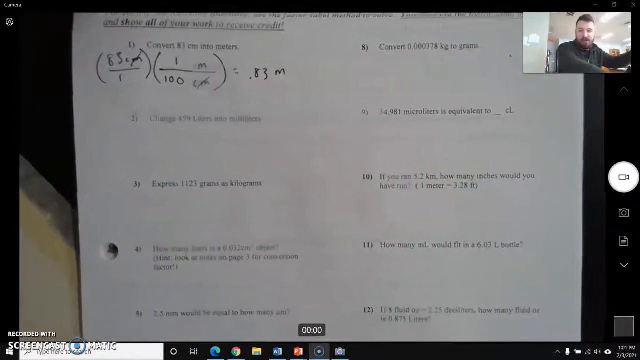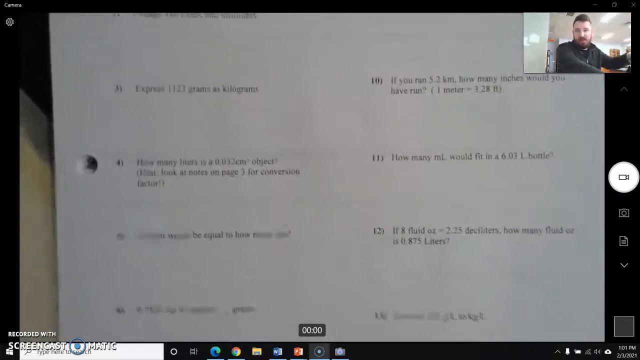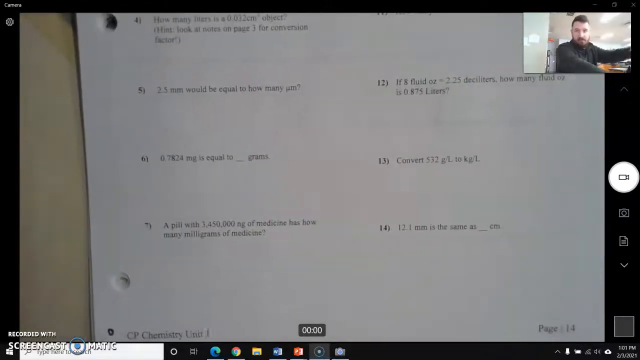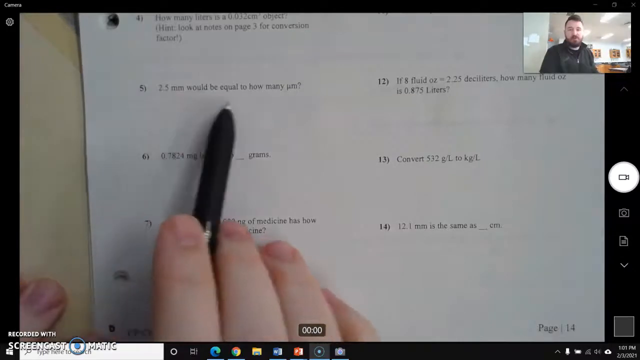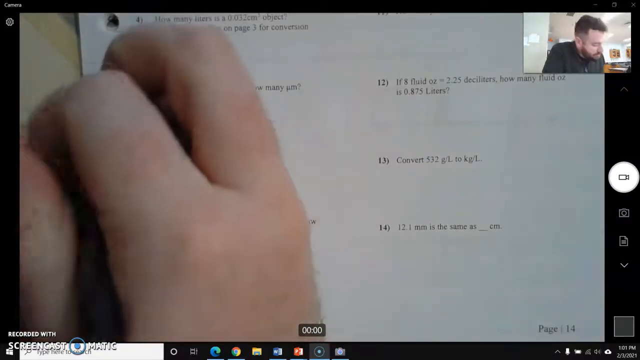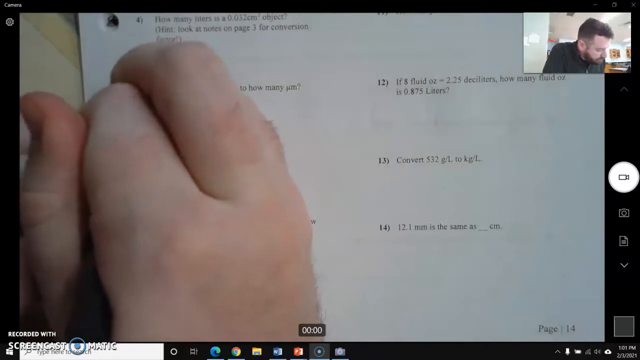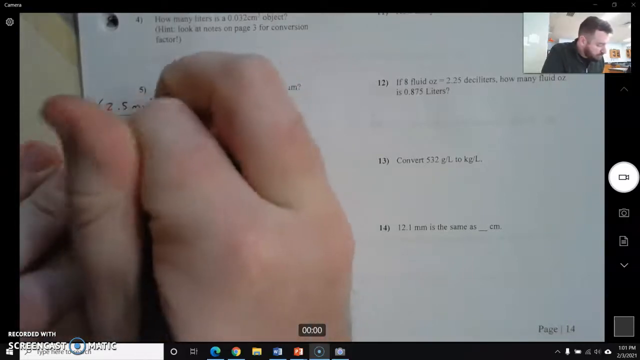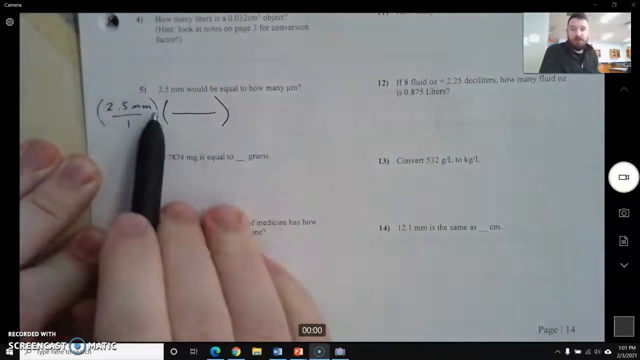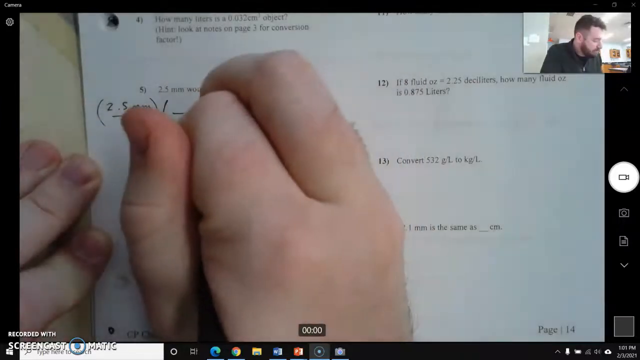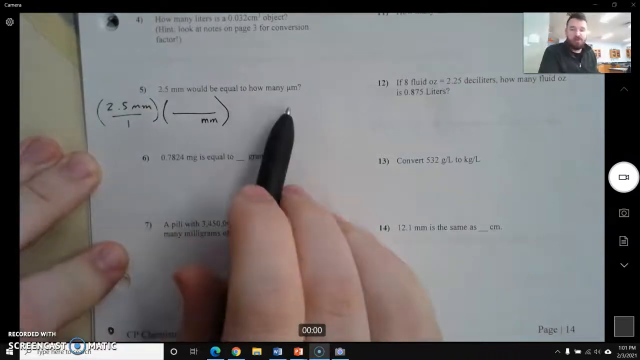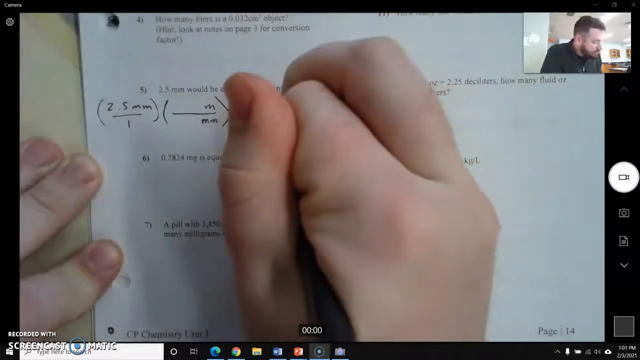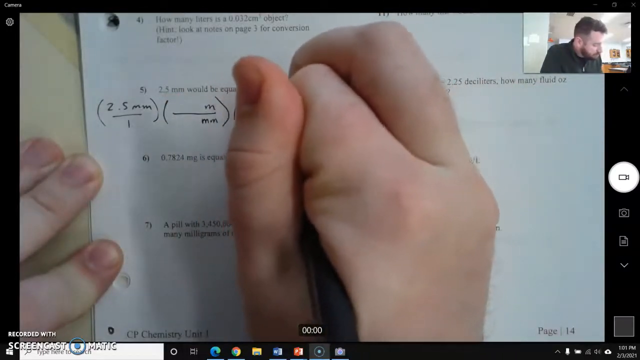I'll come back to number 4 at the end here. So I'm sure number 4 is one that got a lot of you. Let's take a look at number 5 down here. So 2.5 millimeters would be equal to how many micrometers? So we'll start with 2.5 millimeters, right? Like we always do, put it over 1 and in a parentheses. Our units need to fall to the bottom so they can cancel out. Now I can't go from millimeters right to micrometers. I need to go to meters first, and then I can go from meters to micrometers.